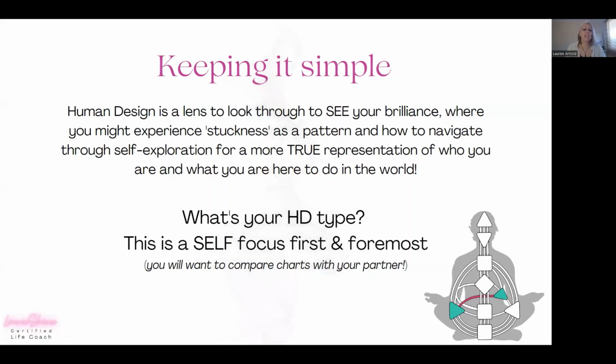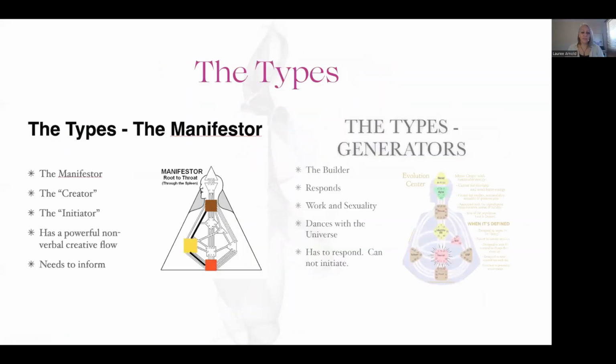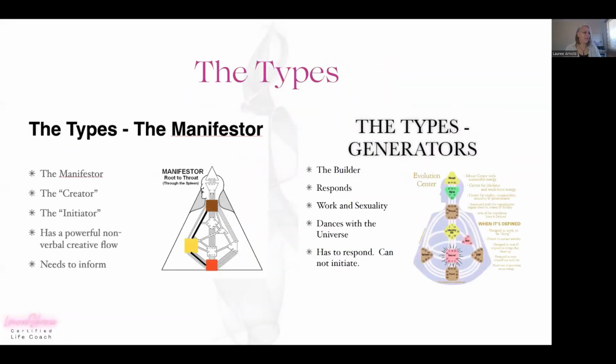All right. So the types are the manifester. You are here to be a creator. You are here to be an initiator. You have a really powerful, non-verbal, creative flow.